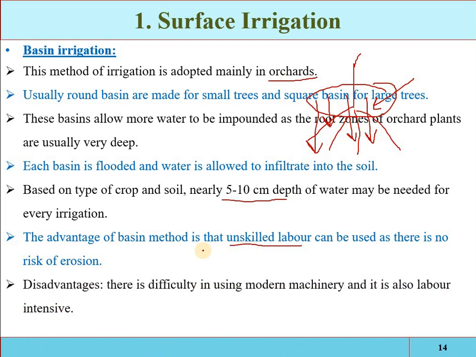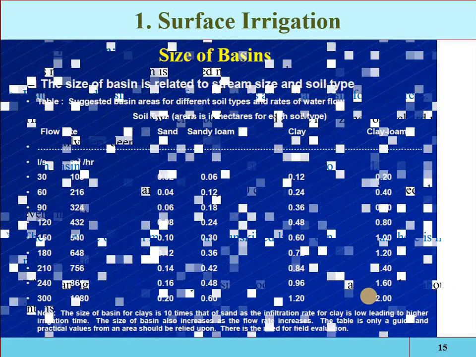But the main disadvantage of this method is that if you construct a basin for each and every tree, then there will be difficulty with mechanization, meaning the machinery cannot be operated in the field, because the field level or the field surface will be disturbed. For every tree there will be a deep basin, so the machinery will not be operable in that area.